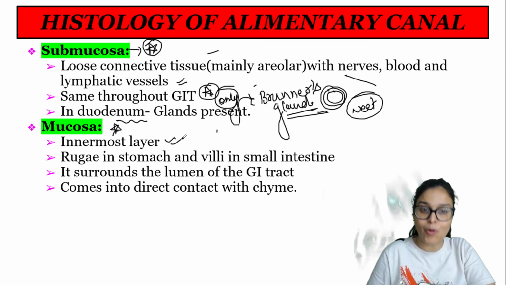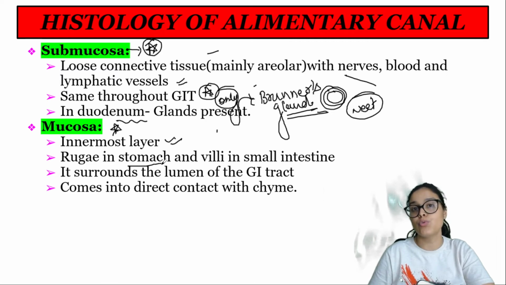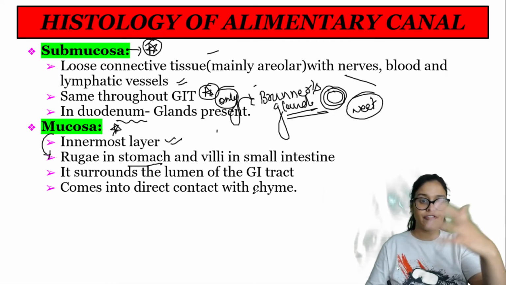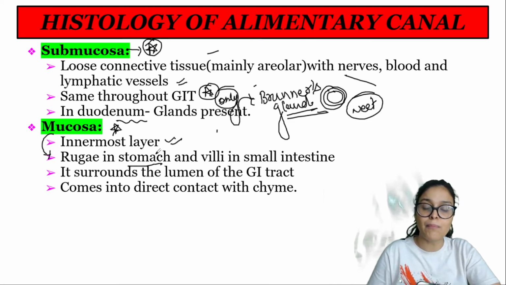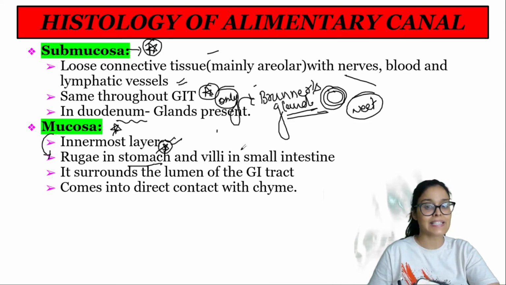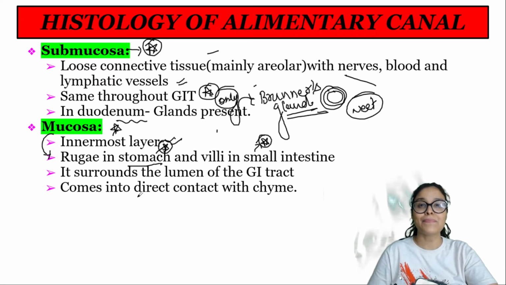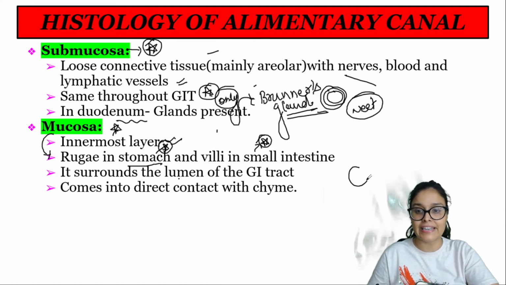Mucosa, innermost layer, and rugae in the stomach. Rugae means obviously gastric rugae, folds. The mucosa layer is modified in different organs. The mucosa is modified into gastric rugae in the stomach. In the small intestine, it is modified into villi. And obviously, it surrounds the lumen of the GIT. Lumen means the inner cavity, which is lined by the mucosa layer.